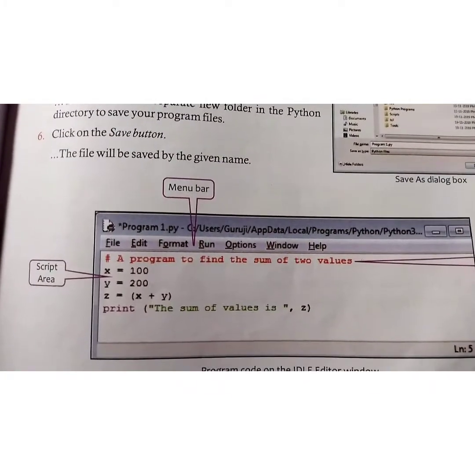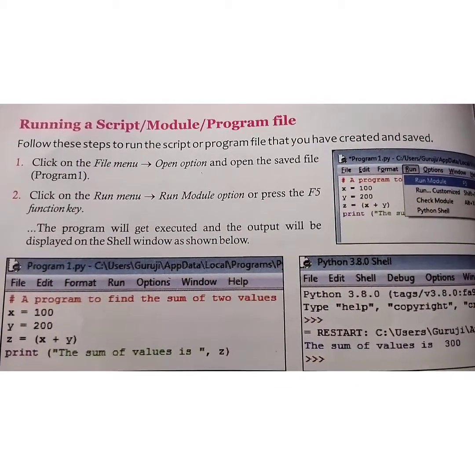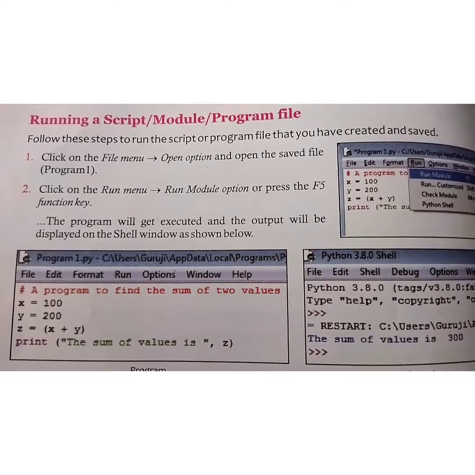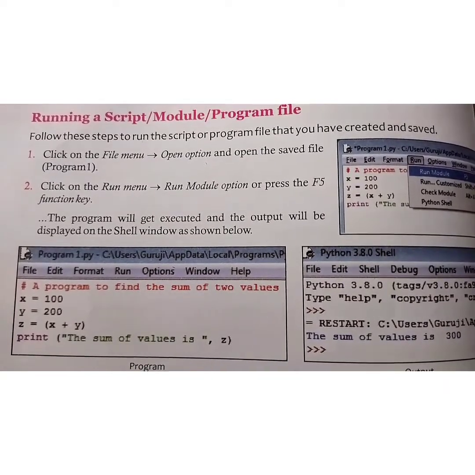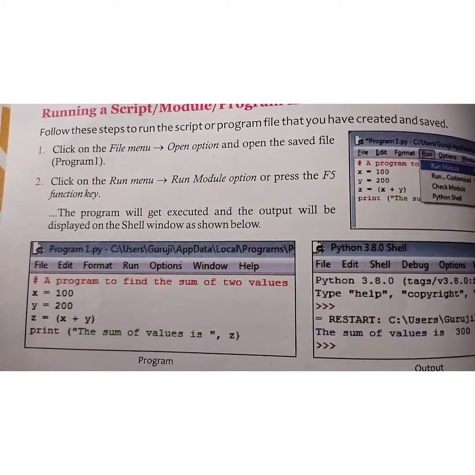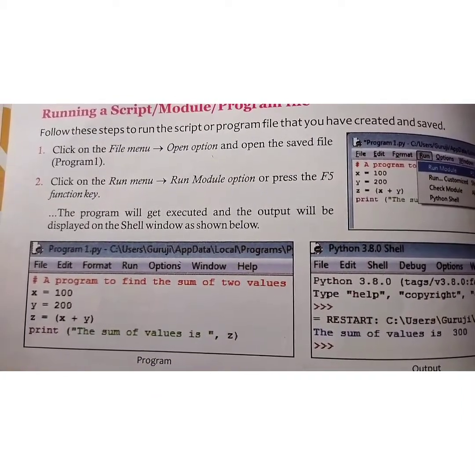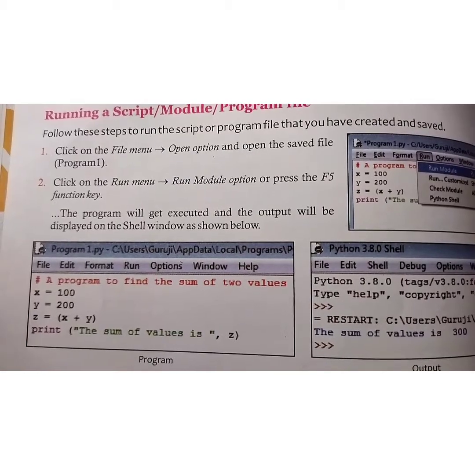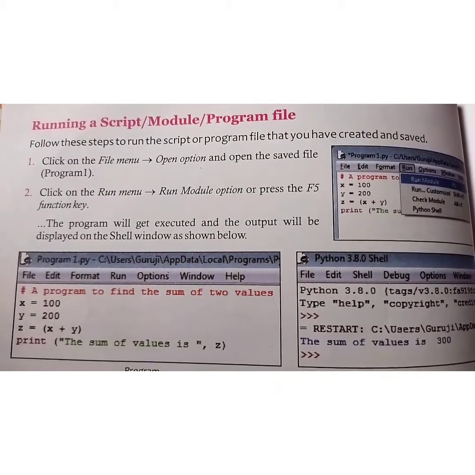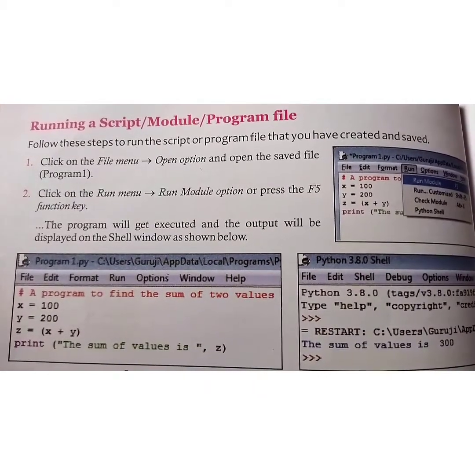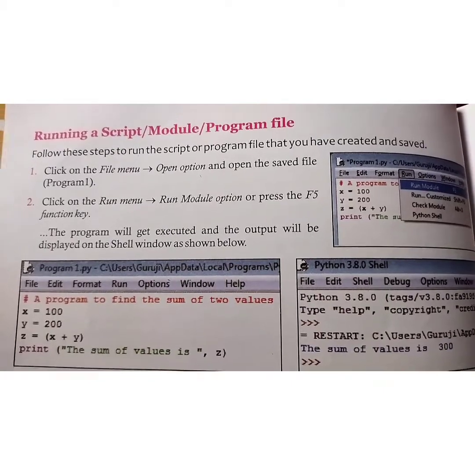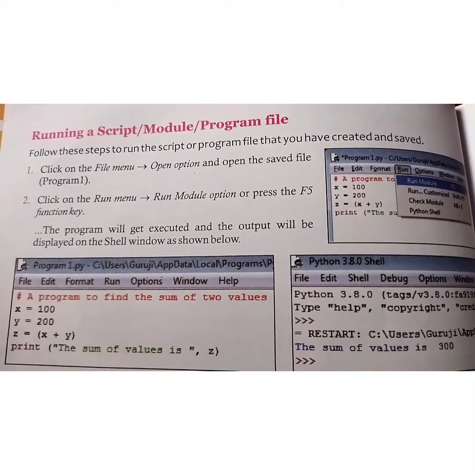Now next, you will run the program. So running a script module program file, follow these steps to run the script or program file that you have created and saved. First of all, click on the file menu, open option, and open the saved file program number first. Click on the run menu, run module option, or press the F5 function key. After you click, the program will get executed and the output will be displayed on the shell window as shown below. So as it is, you will follow this program.